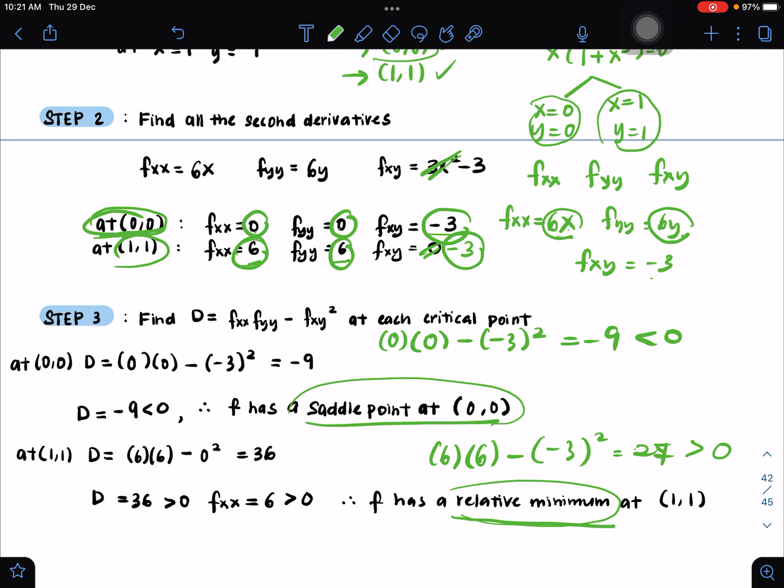Tengok dia punya D. Kalau D dia greater than 0, kita kena check fxx. Kalau D greater than 0, fxx greater than 0, point kita minimum. Kalau D greater than 0, fxx less than 0, relative maximum. Kalau D kurang daripada kosong, automatically saddle point. Kalau D equal to kosong, kita buat kata no conclusion. Tak tahu maksimum ke, minimum ke, saddle point ke, kita tak boleh conclude.